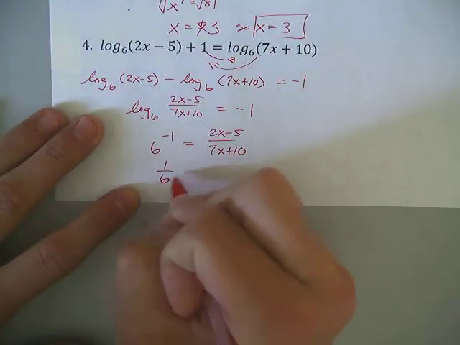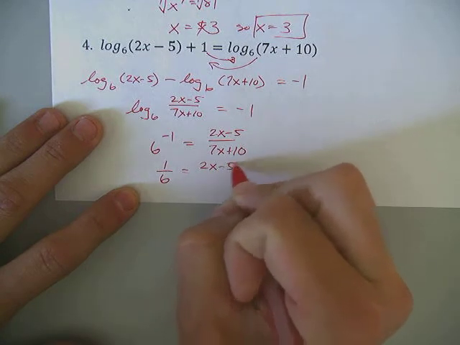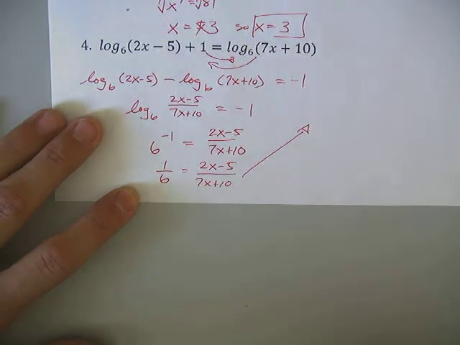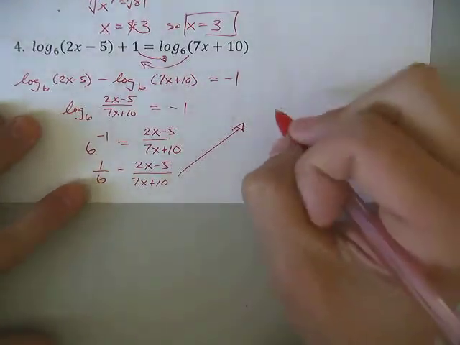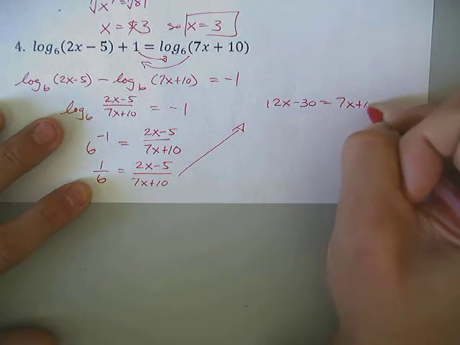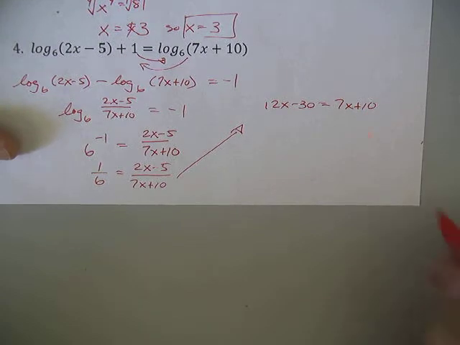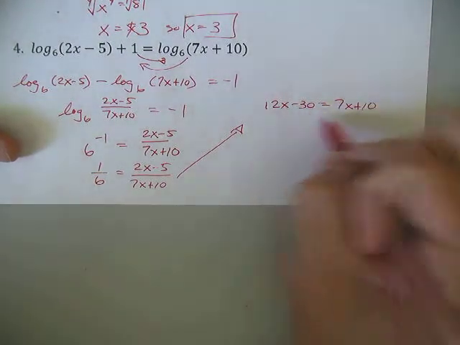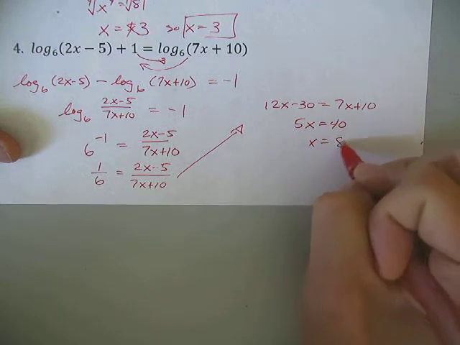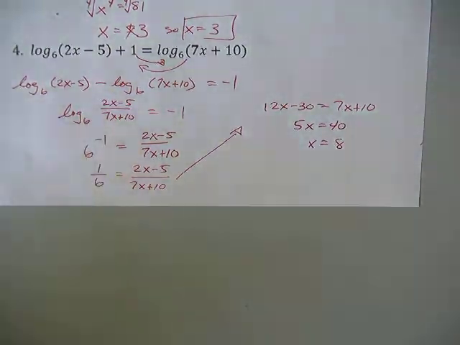So how do I do that? Well, 6 to the negative 1 is just 1/6. Now I just have a proportion, so let's just cross multiply. So I get 12x minus 30 equals 7x plus 10. Move this over, move that over, I end up getting 5x equals 40, x equals 8, just like that.